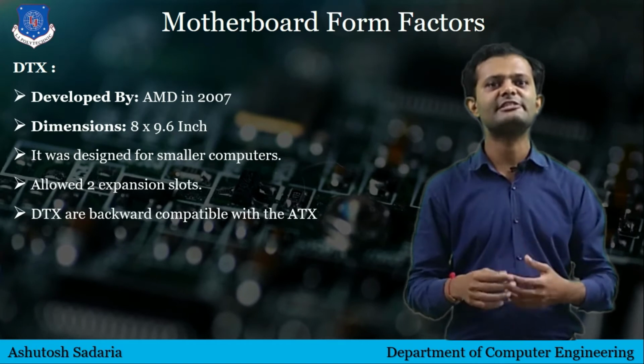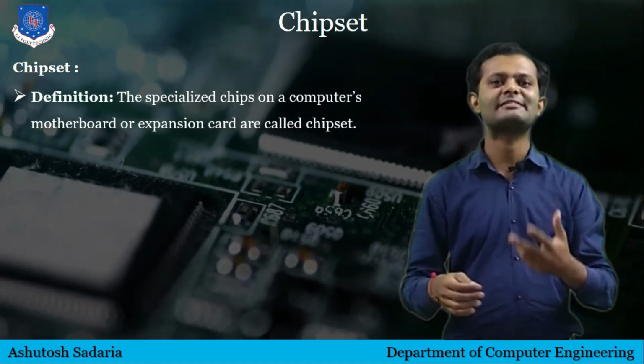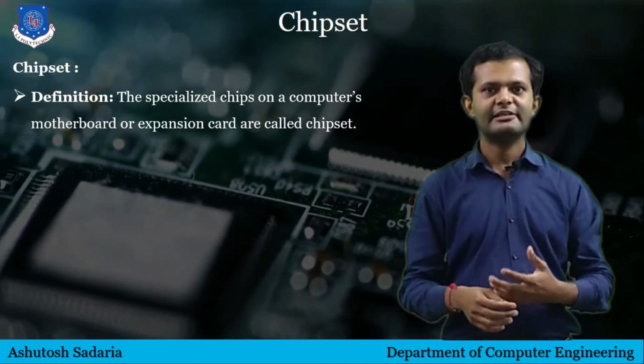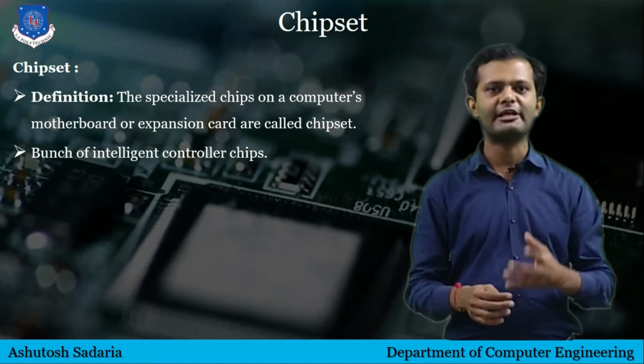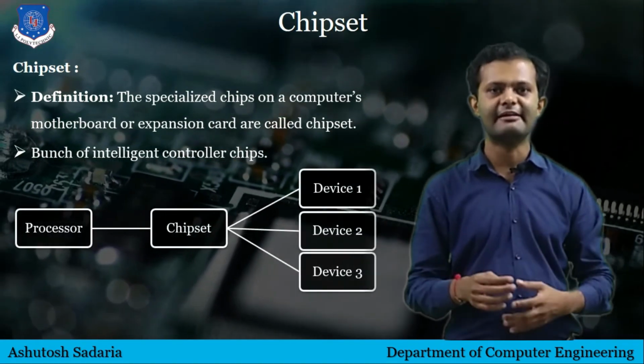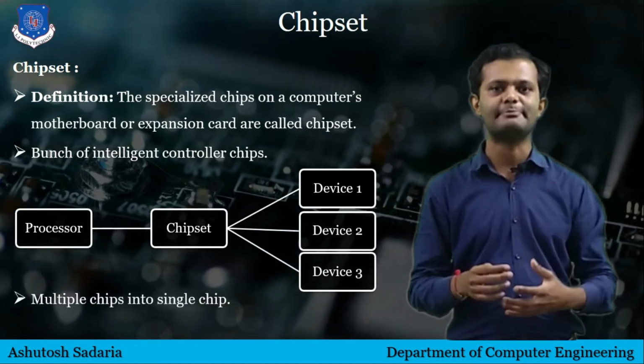The next topic is chipset. The specialized chips on a computer's motherboard or expansion card are called chipset. The chipsets are a bunch of intelligent controller chips. They control communication between processor and external devices. Generally, a chipset combines more than one chip into a single chip.